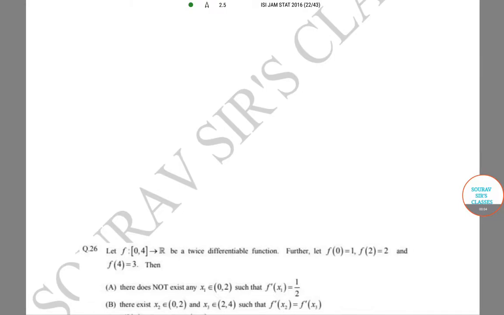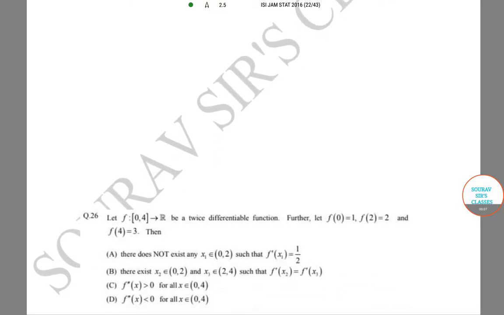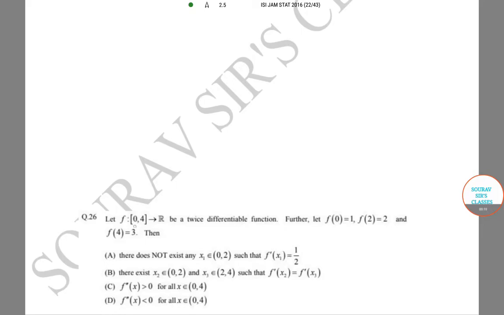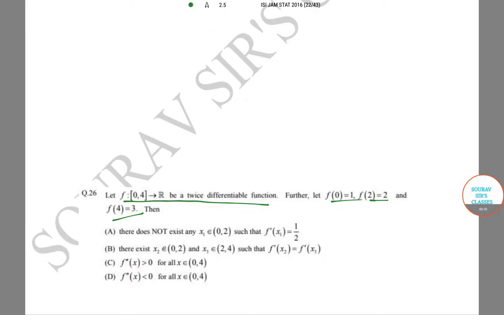The problem that we have in hand today is: let f from [0, 4] to R be a twice differentiable function. Further, let f(0) = 1, f(2) = 2 and f(4) = 3. Then there does not exist x1 belongs to (0, 2) such that f'(x1) = 1/2. There exists x2 belongs to (0, 2) and x3 belongs to (2, 4) such that f'(x2) = f'(x3), f'' greater than 0 and f'' less than 0.